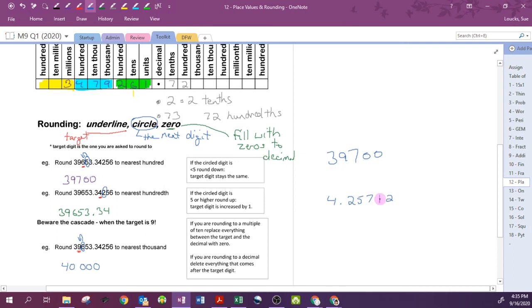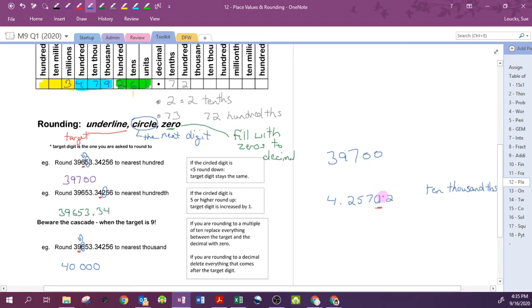You don't need to write this one down. This isn't actually on the page, but if that was a 0, and I was asked to round this to the nearest 10 thousandths, okay? So this is tens, hundreds, thousands, 10,000. So I'm rounding it to this one.